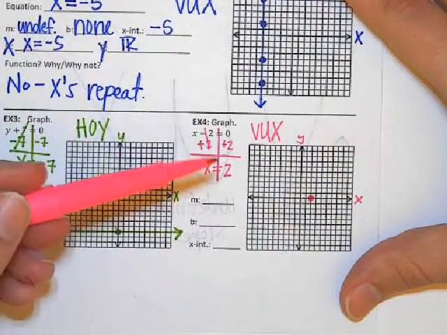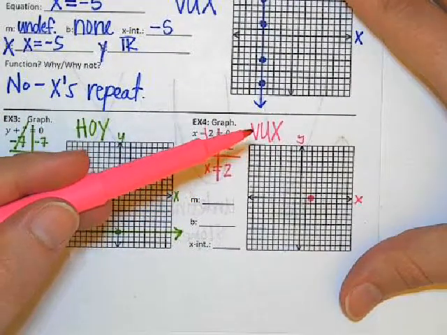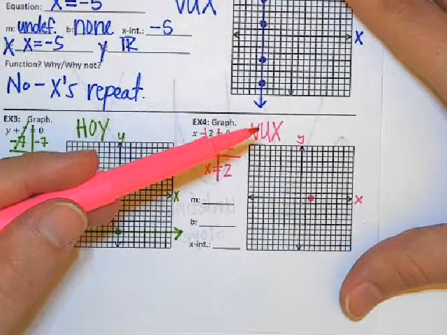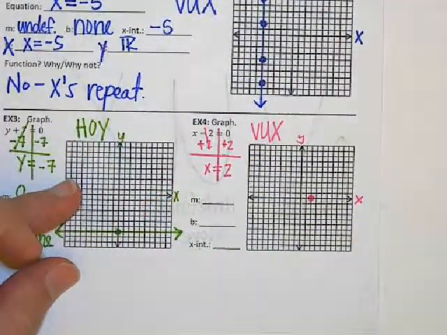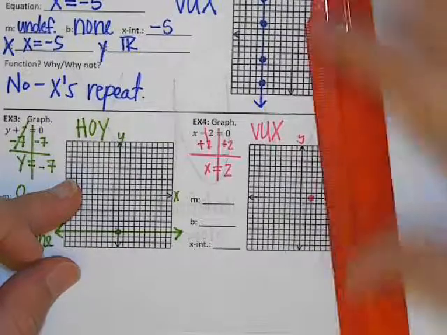All right, if I've got bucks, what type of line am I going to have? Undefined. A vertical line. Vertical, does that go sideways or up and down? Up and down. So draw your line up and down.